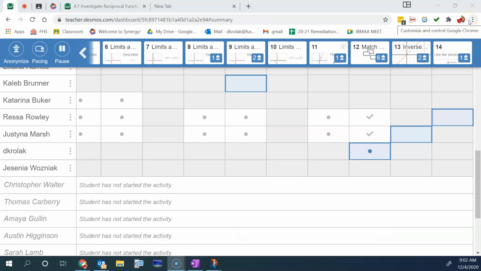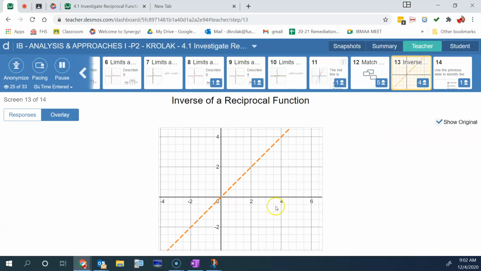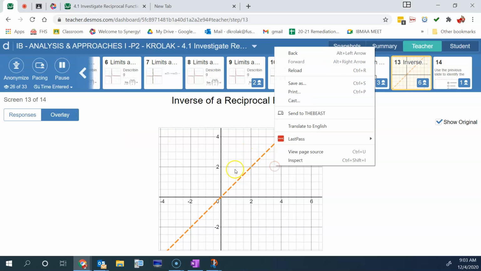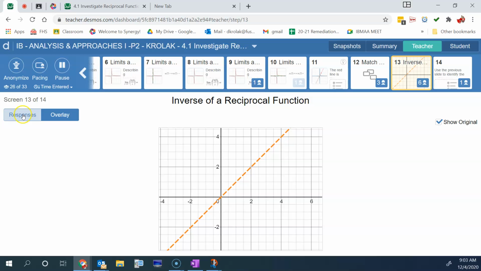The inverse of a reciprocal. All right, so if you go to the second to last slide, the inverse slide, does this allow us to open a graph? It doesn't. Oh, well. No, you should be able to open up the graph. Yeah, it does. Okay, that's all right. I can fix it.